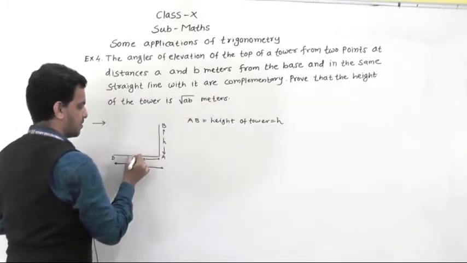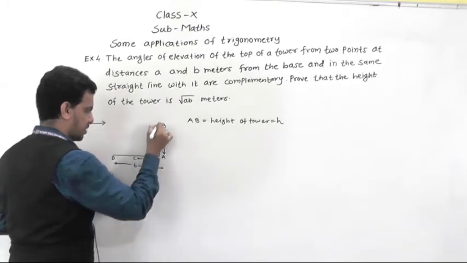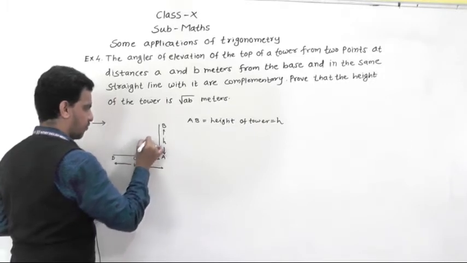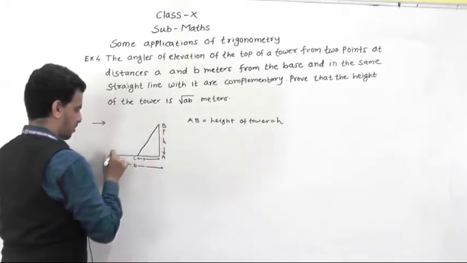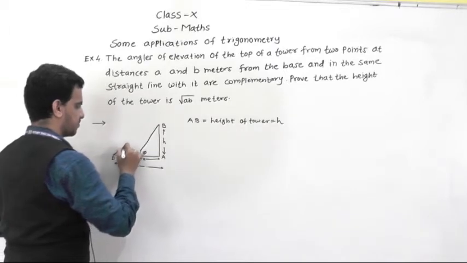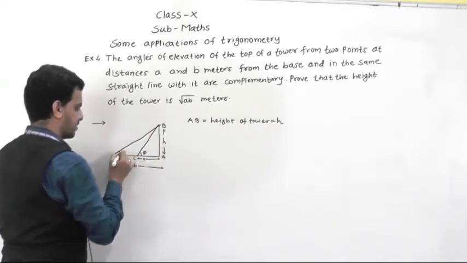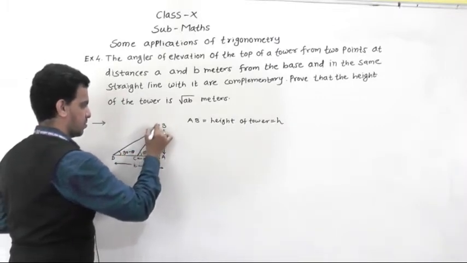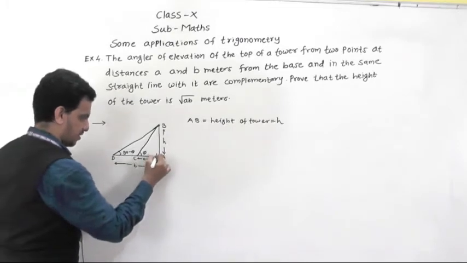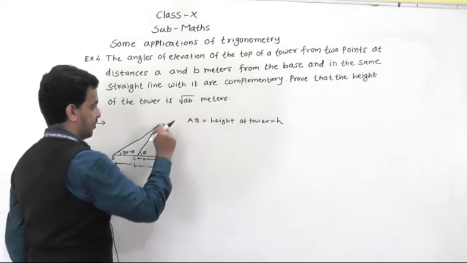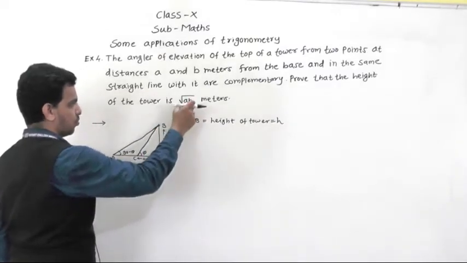And the angles of elevation from these two points to the top of the tower are complementary angles. It means if we take this angle as theta, this angle is 90 minus theta. So this is the diagram of this question. Now we have to show that the height of the tower h is equal to root ab meters.